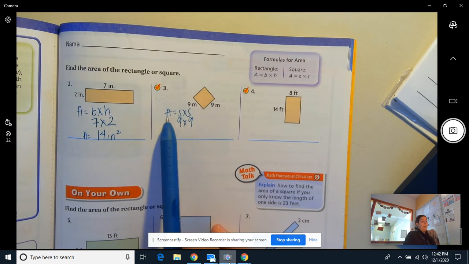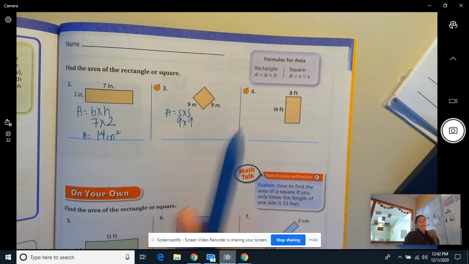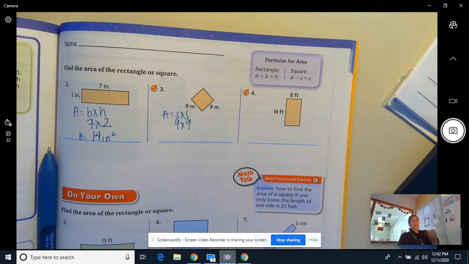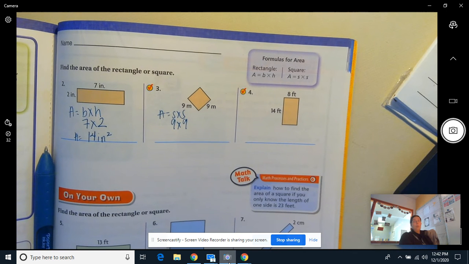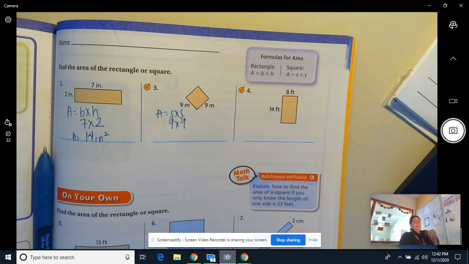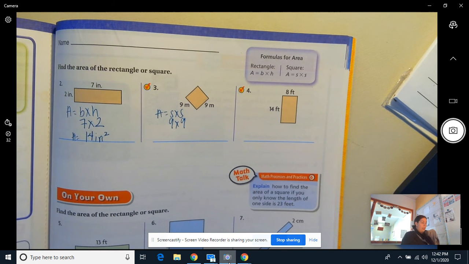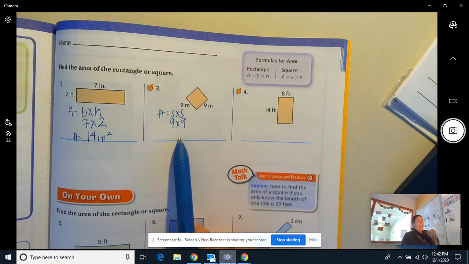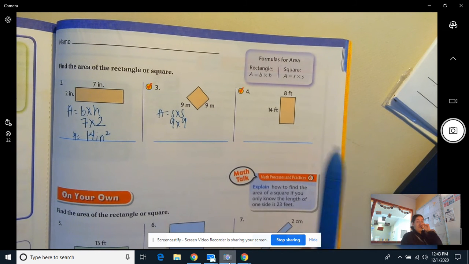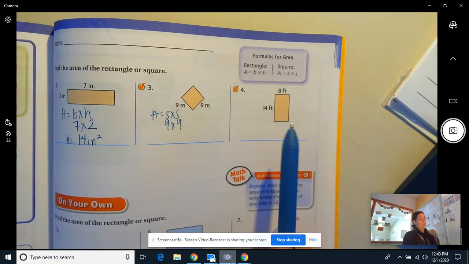If we were in person and we were doing this before lunchtime and I was checking you out to go to lunch, if you did not write the formula, you would not be going to lunch till you did write the formula. So make sure that you are writing the formula, okay? That's very, very important. Because if you just write 9 times 9 and then the answer, I don't know what you did because you didn't write the formula you used.